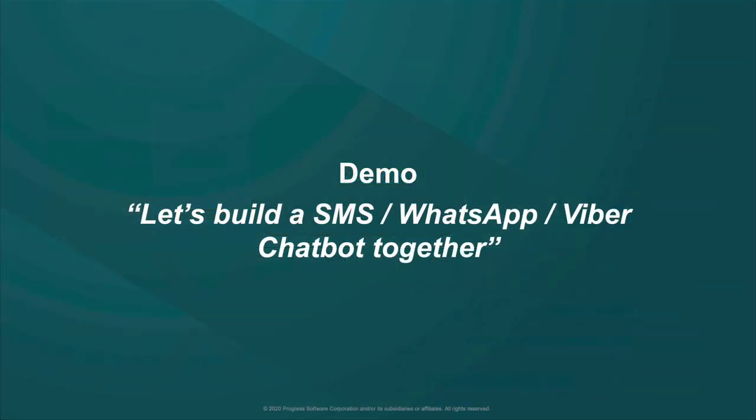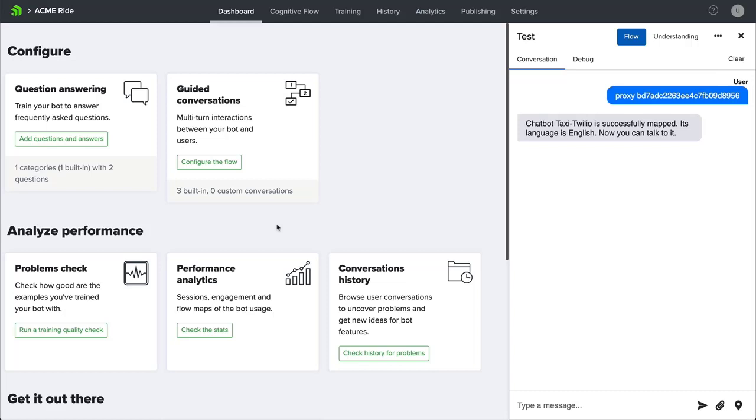So that is all the theory that I wanted to cover with you for today. What I want to do now is actually build a chatbot from scratch that will work for SMS, WhatsApp, and Viber. Let me quickly open the NativeChat development portal and I'll be able to show you how this is done. And here we've got the NativeChat development environment, and I already have a project that I want to use for creating a chatbot.